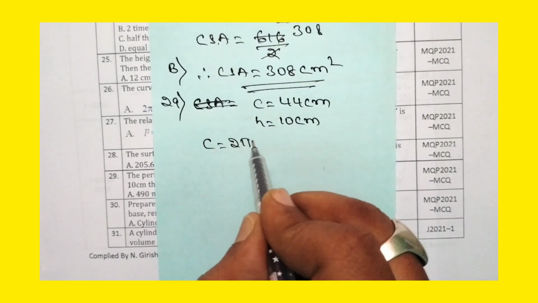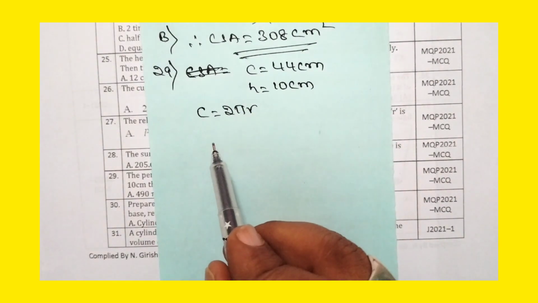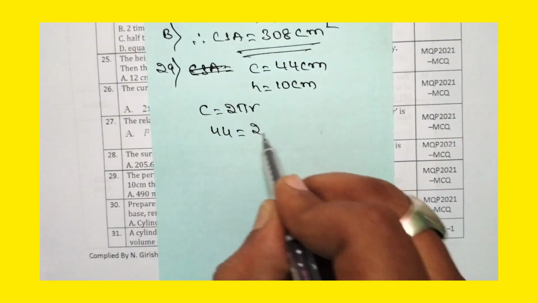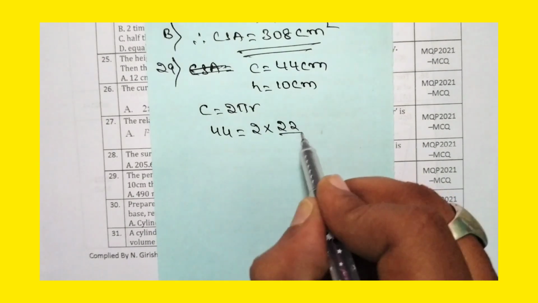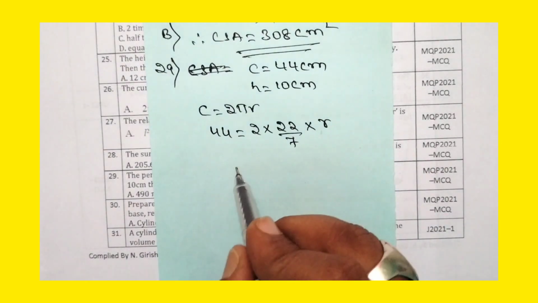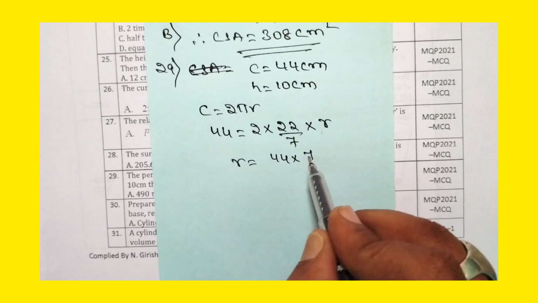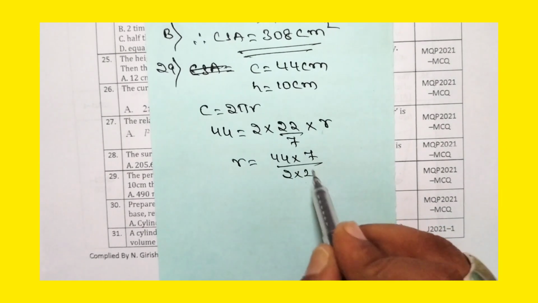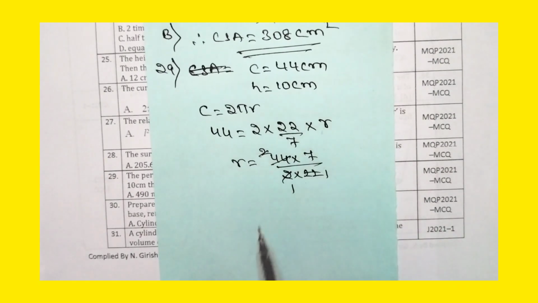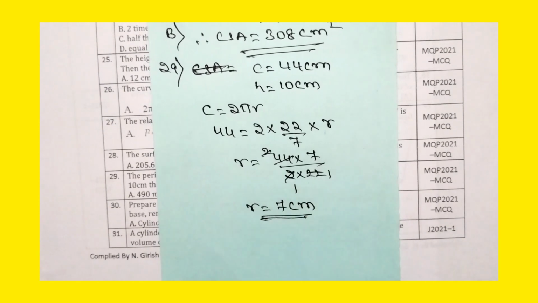So C is equal to 2 pi r. The base of the cylinder is in circular shape. Therefore, the circumference of the circle is 2 pi r. So circumference 44 is equal to 2 into pi is 22 by 7 into radius. What is the radius given? We don't know. Radius is equal to 44 into 7 divided by 2 into 22. Therefore, radius is equal to 7 centimeter.